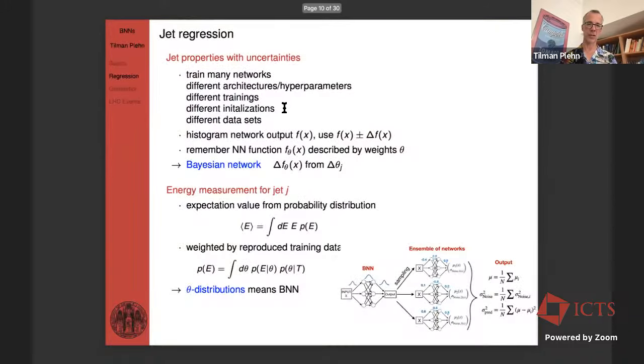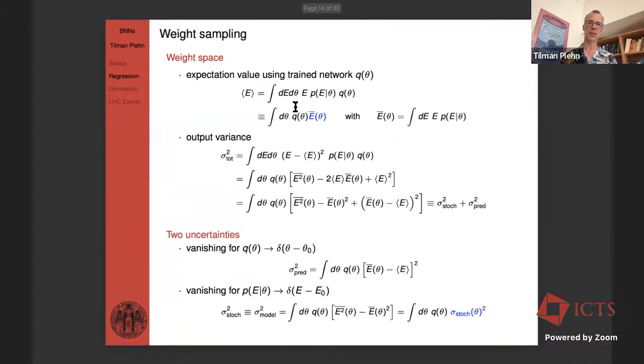Nothing has changed, right? Here is P of E. This is all just included here. So E expectation value, an E integral, a theta integral, and then the different P's. I just copied that here. The way you evaluate the network is you switch the two integrals, E and theta.